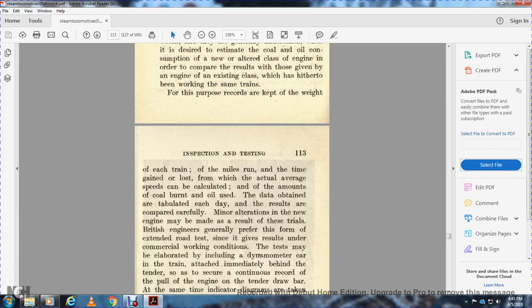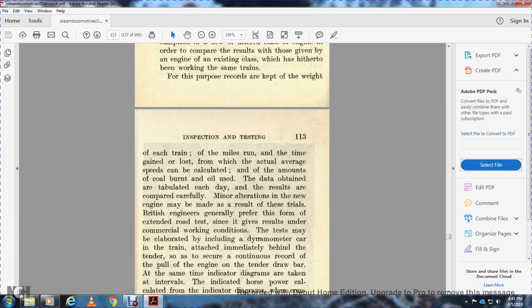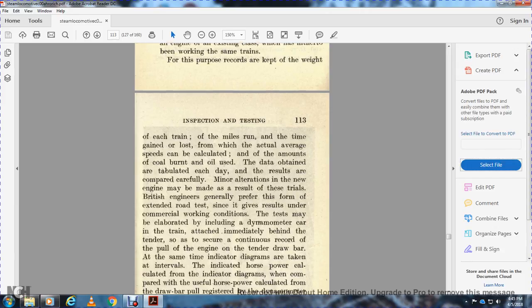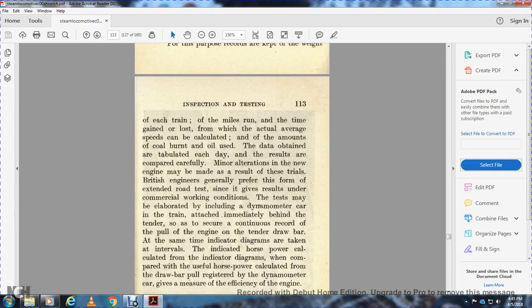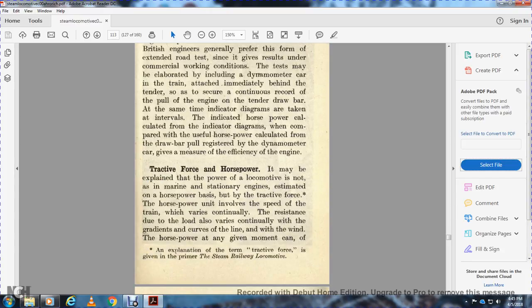The test may be elaborated to include a dynamometer car attached to the train immediately behind the tender, giving a continuous record of the pull of the engine on the tender drawbar. At the same time, indicator diagrams are taken at intervals, and the indicated horsepower is calculated from the indicator diagrams and compared. The useful horsepower calculated for the drawbar, as registered by the dynamometer, gives the measure of the efficiency of the engine.